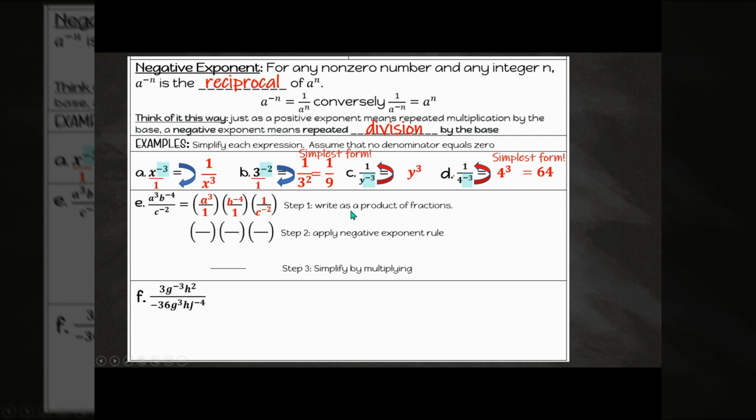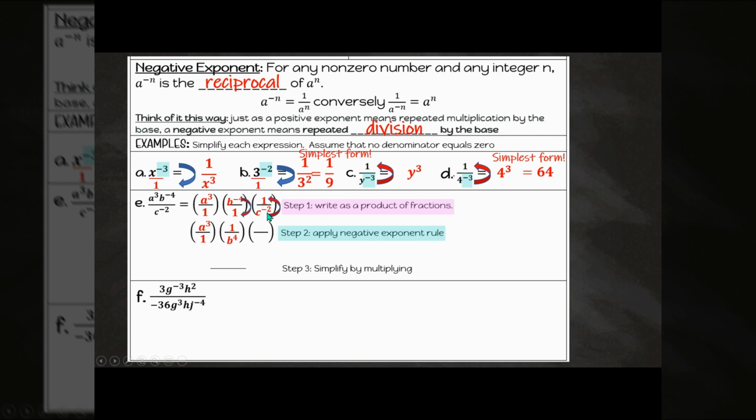So our first step was to write as a product of fractions. So we're going to split each variable on its own. Then we apply the negative exponent rule. So a to the power of 3 stays in the numerator. b to the negative 4 is going to flip, and so the b to the power of 4 now is positive and is in my denominator.